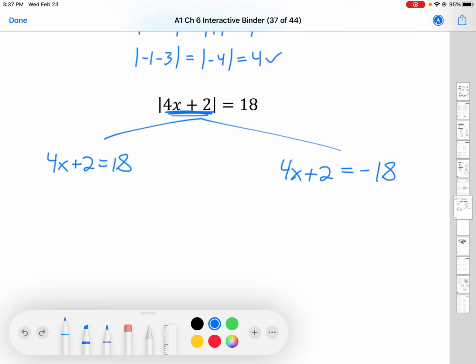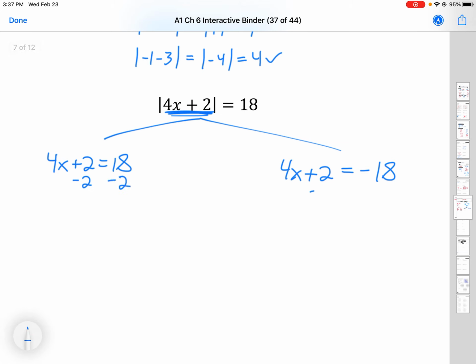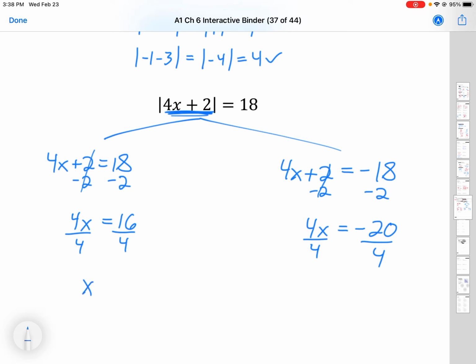All right, perfect. Now we need to solve these straight down. Well, I've got to get x all by itself. I want to subtract this 2 away from there. These 2's are going to cancel each other out, and I'm going to get 4x is equal to 16. These 2's are going to cancel out. I'm going to get 4x is equal to -20. And when I divide by 4 on all of these parts here, I get x is equal to 4, and I get x is equal to -5. All right. So those are my 2 answers.